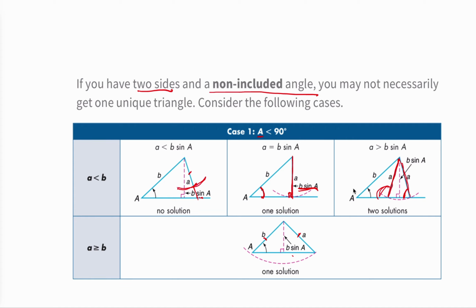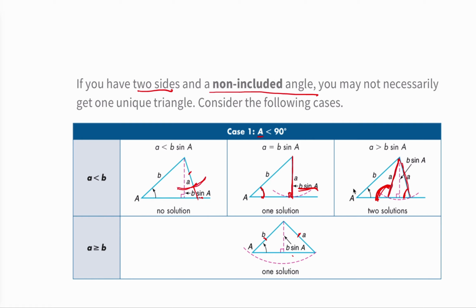If you have two angles and a side, you're not going to get an ambiguous case, because you can find all of the angles in the triangle, and therefore there's nothing ambiguous about it. What makes it ambiguous is that there are two possibilities for this angle.